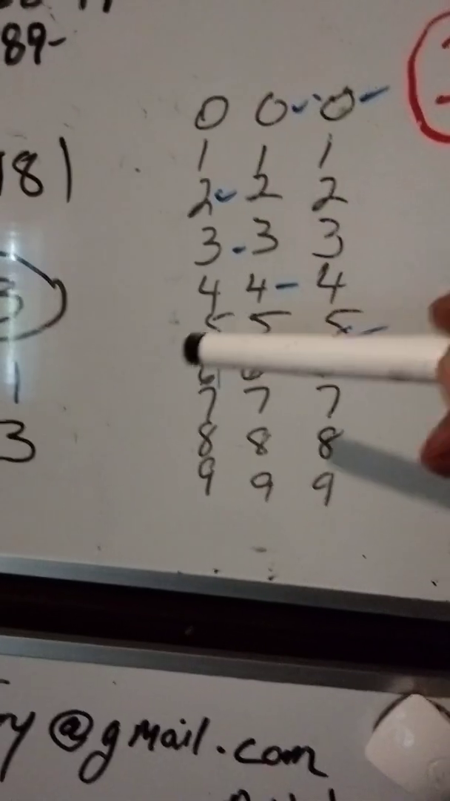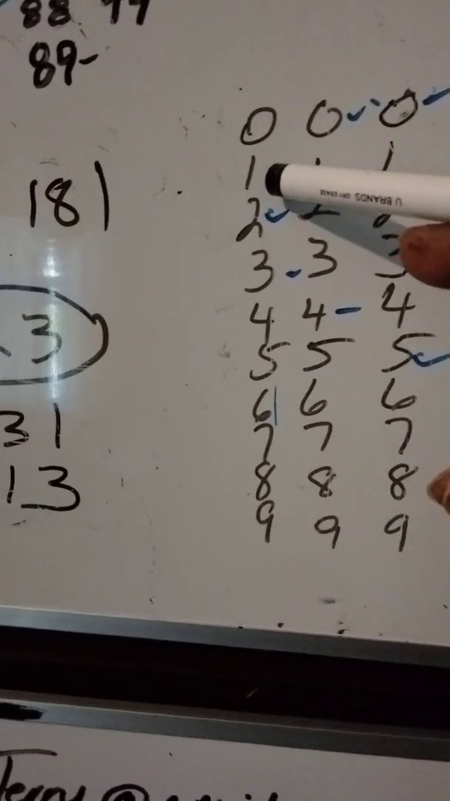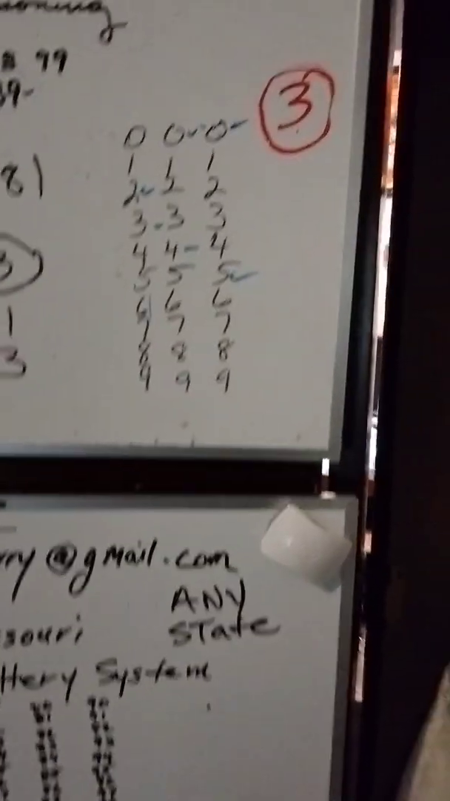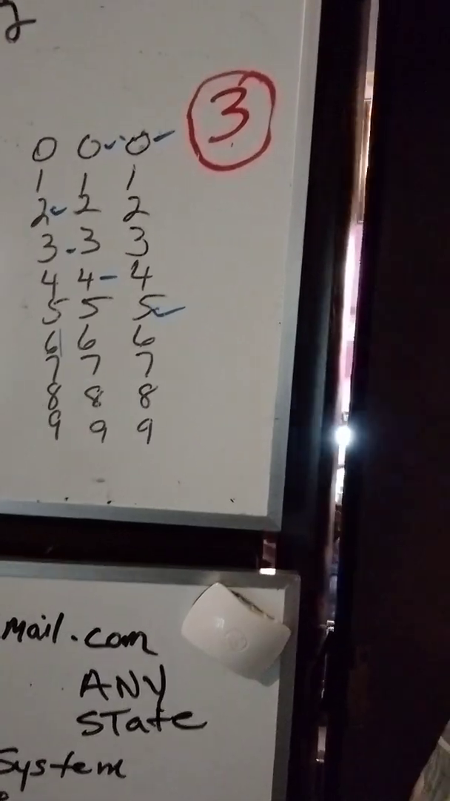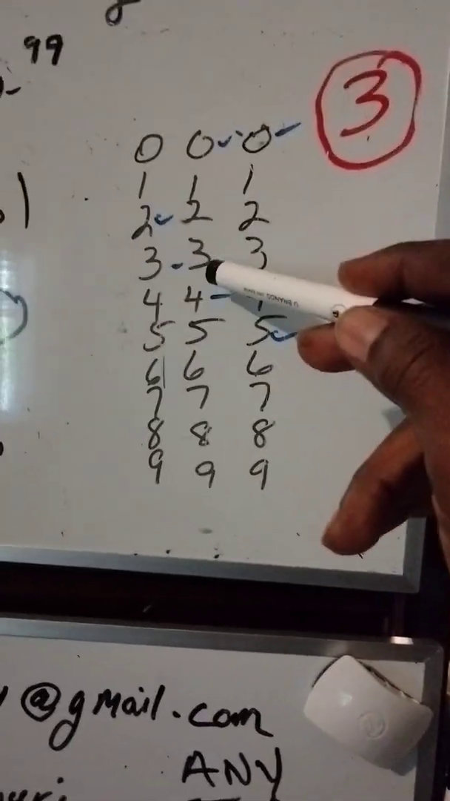So like this 181 here, I'll mark off the 1 in the front spot, the 8 in the middle, and the 1 on the end. All right. Then this 1, 2, 3, I'll mark off the 1 in front, 2 in the middle, the 3 on the end. So at the end of the month, any number that's not marked off, I know what position to play that number in. If it's not marked in the front, I know where to play it. Not marked in the middle, I know where to play it. Not marked on the end, I know where to play it.